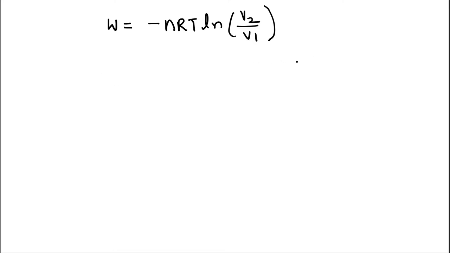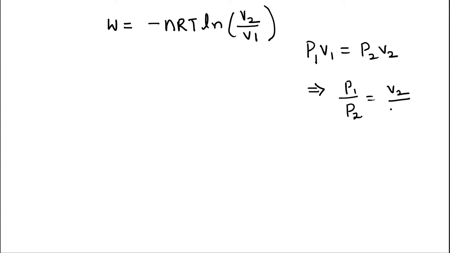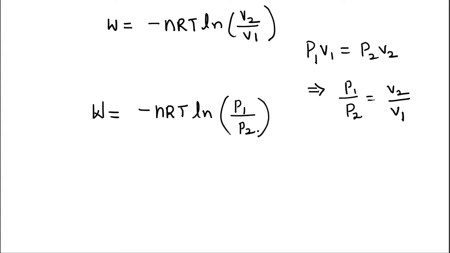Let's also write in terms of the pressure, because pressure is also changing in the process. So let's use Boyle's law, P1 V1 equal to P2 V2. Therefore from this I can write P1 over P2 is equal to V2 over V1. Now let's substitute P1 over P2 in the place of V2 over V1. Now that makes work equal to negative nRT ln P1 over P2. So this is the work done in isothermal expansion.